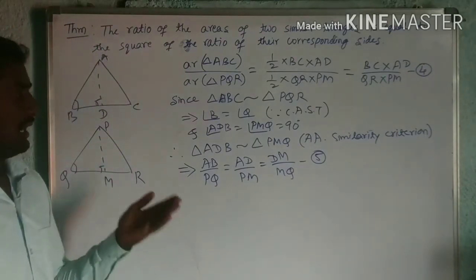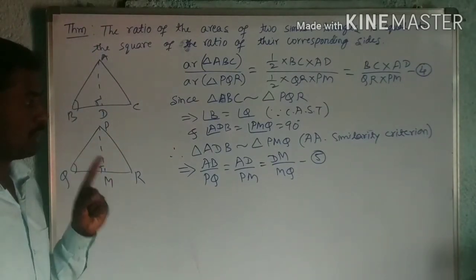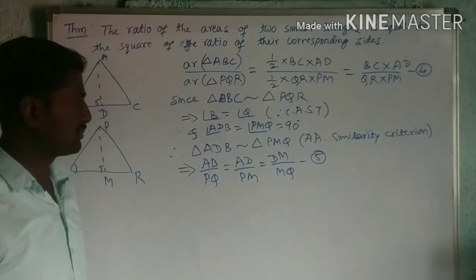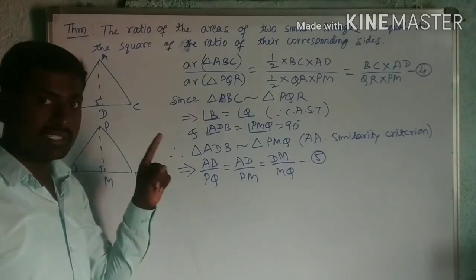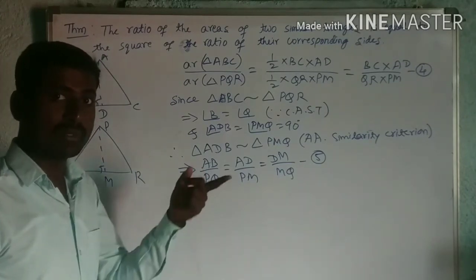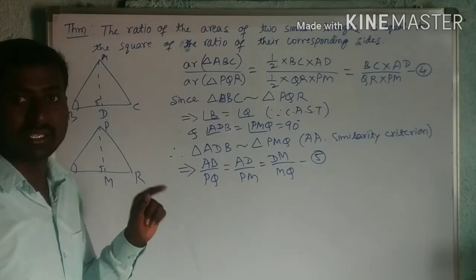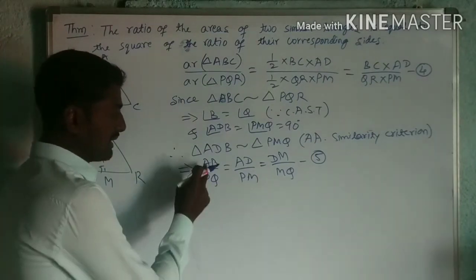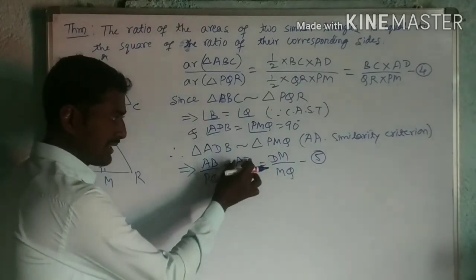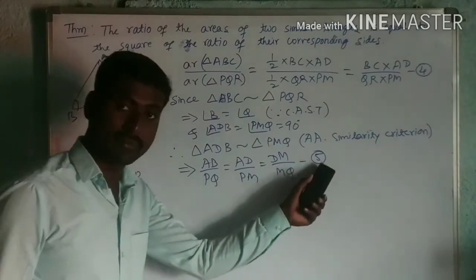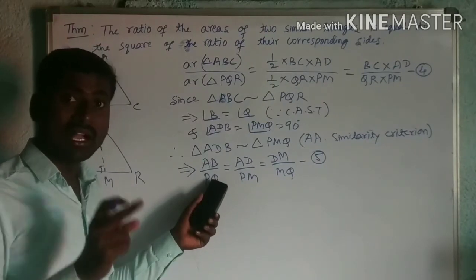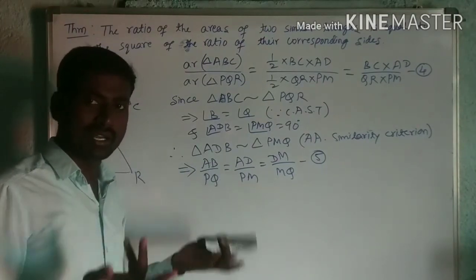Now I have to substitute equation number 1 and equation number 5 in equation number 4. What do I have to substitute? In equation number 1, AB by PQ is equal to BC by QR, which I have written. Here also, AB by PQ is AD by PM. So in place of AB by PQ, I can write AD by PM by using equation number 5, and by using equation number 1, I can write BC divided by QR also.